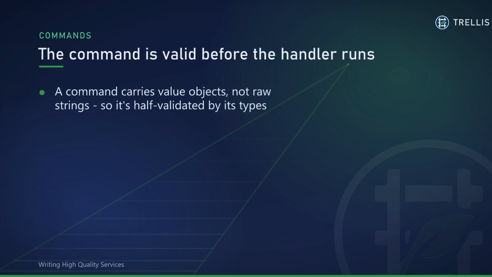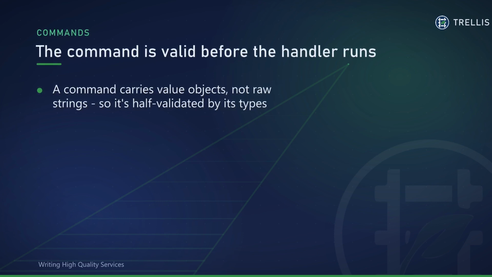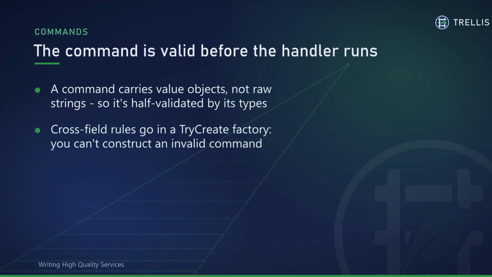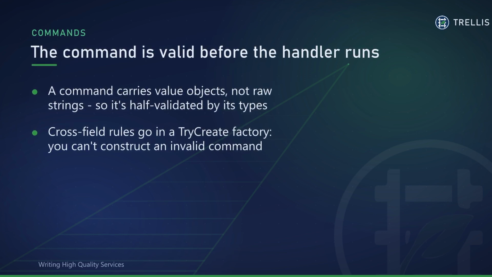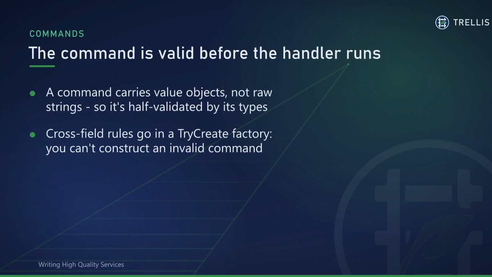A command is the caller's intent. Add this line item, submit this order. And the discipline from episode 2 carries straight over. A command carries value objects, not raw strings and ints, so by the time it exists, half its rules are already enforced by its types. The rules that span fields go into a TryCreate factory with a private constructor. So an invalid command simply can't be constructed. You get a validation error instead of a half-built request.